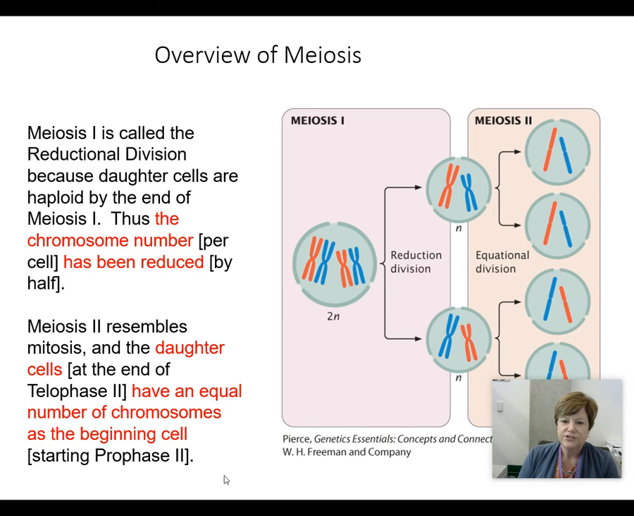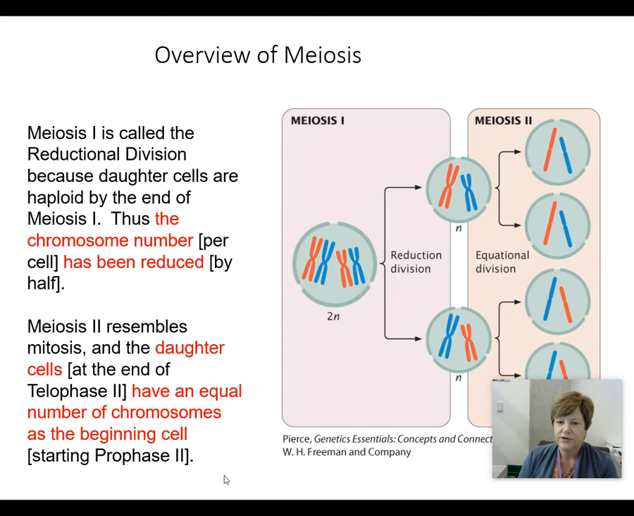And it is a reductional division because the product cells at the end of meiosis 1 are haploid. So if you start with a diploid cell, by the end of meiosis 1, you have two cells, and each of those cells is haploid. And you can see that in the middle of the two boxes on the screen. So you start with the diploid cell. 2N is just a notation that means diploid, so two sets of chromosomes.